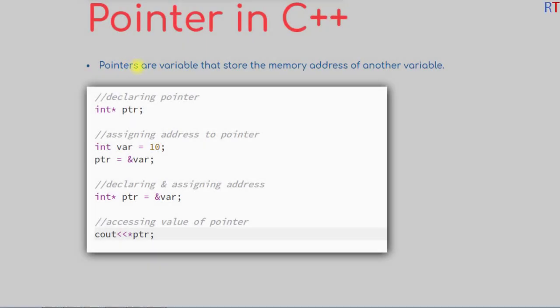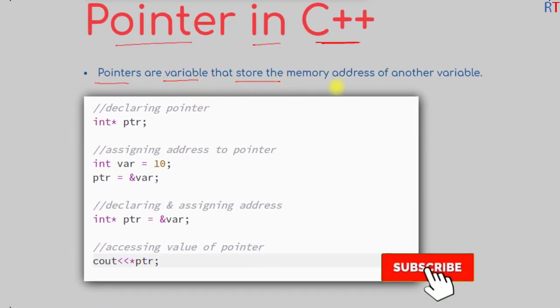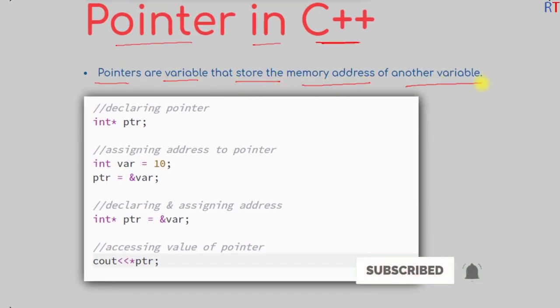Hey, what's up guys, in this video we're going to talk about pointers in C++ programming. Pointers are variables that can store the memory address of another variable. And to declare a pointer, the syntax is: first you have the data type of the pointer, then the asterisk sign, and then the name of the pointer.